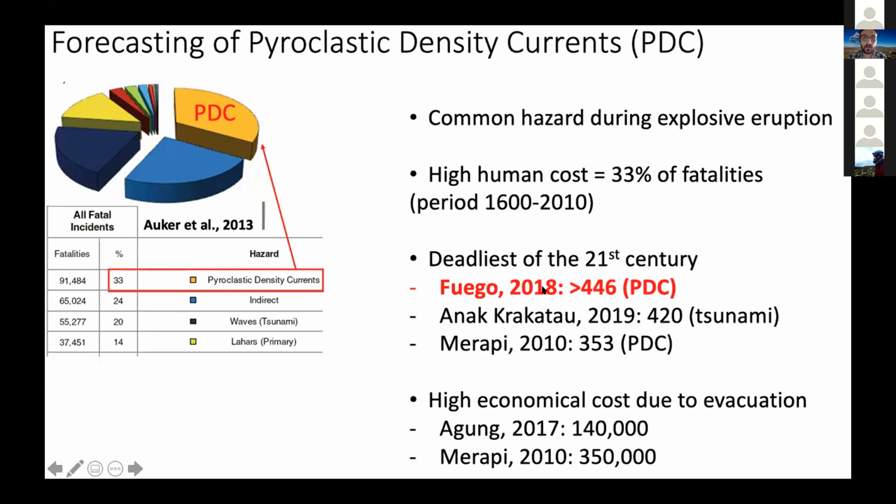If you look at the top three deadliest eruptions in the 21st century, you can see that at Fuego in 2018 and Merapi in 2010, the casualties were caused by PDCs. It also has a high economic cost due to evacuation. In Agung in 2017, 140,000 people were evacuated. In Merapi, over 300,000.